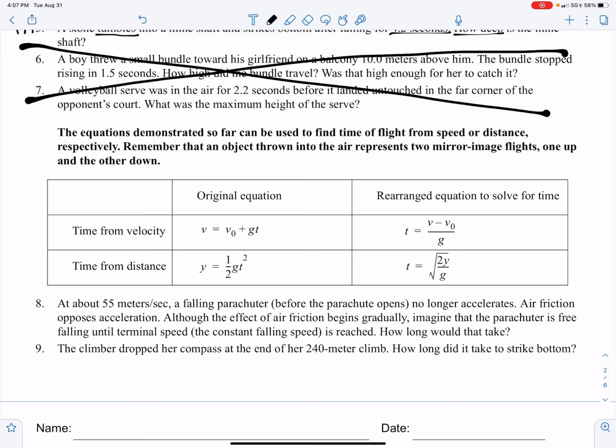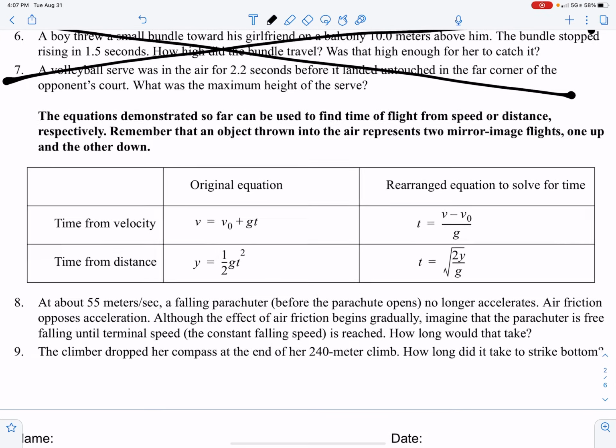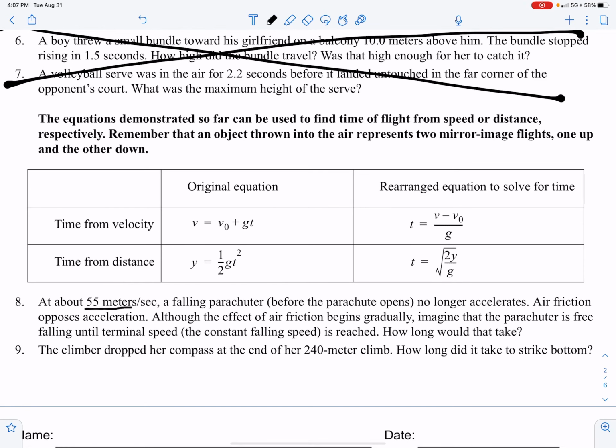At about 55 meters per second, a falling parachuter, before the parachute opens, no longer accelerates. Air friction opposes acceleration. Although the effect of air friction begins gradually, imagine the parachuter is free falling until terminal speed, the constant falling speed, is reached. How long would that take? Well, this is kind of a confusingly worded question. You see, this particular speed here, that is the terminal velocity in the problem.